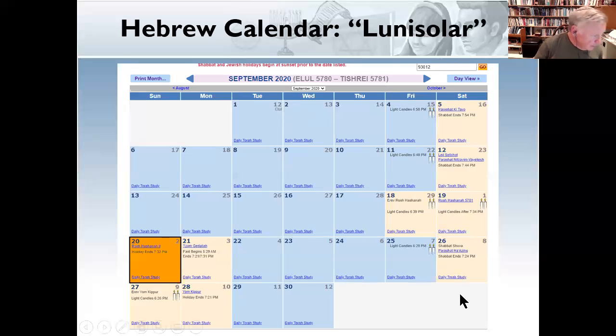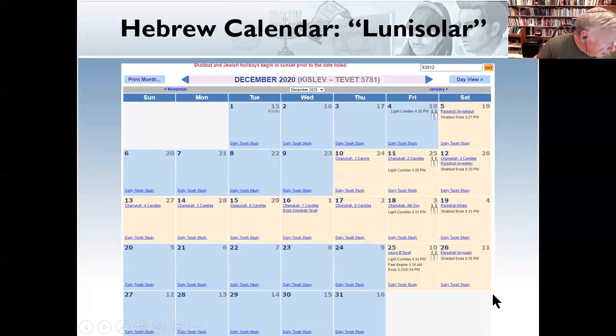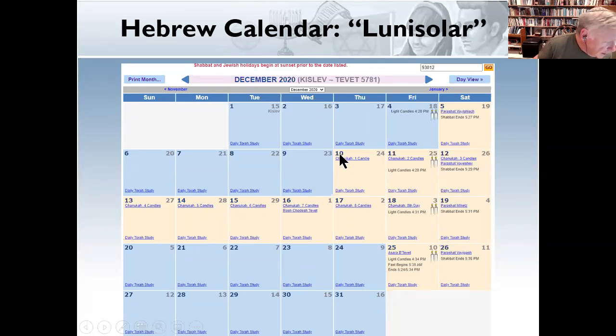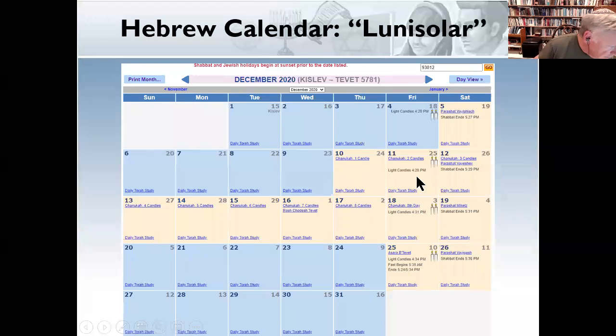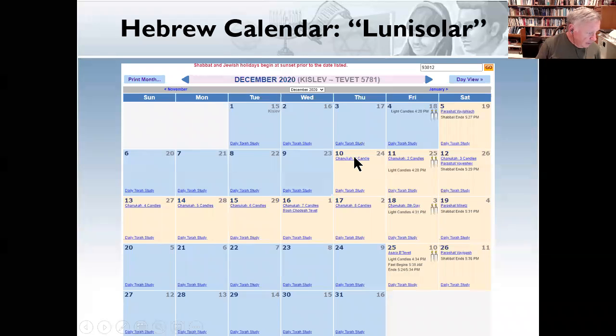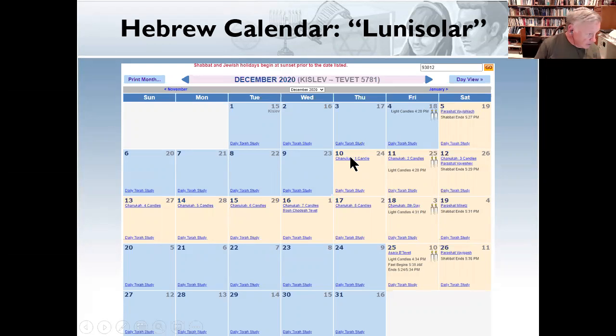And then I think that, here's December. So another thing which is kind of nice is for Chanukah, this calendar is not only telling you the first day of Chanukah is actually the 25th, but that evening you're lighting 2 candles. Whereas the evening before Chanukah, on this date, you light 1 candle. Again, Chanukah begins at sunset.